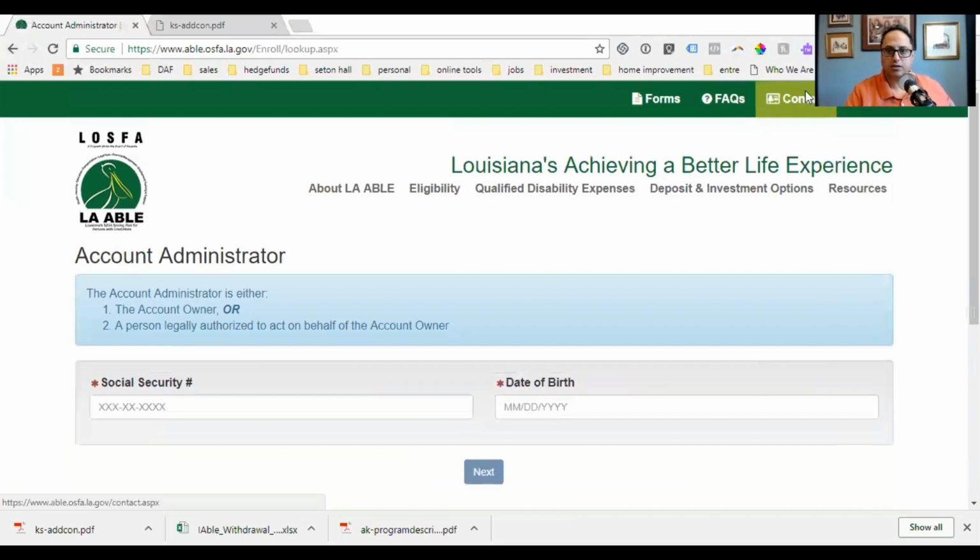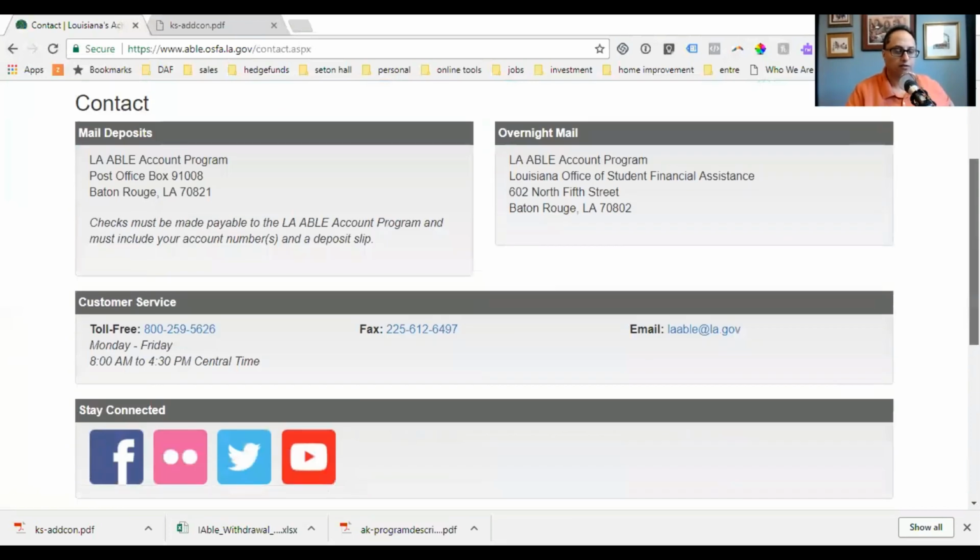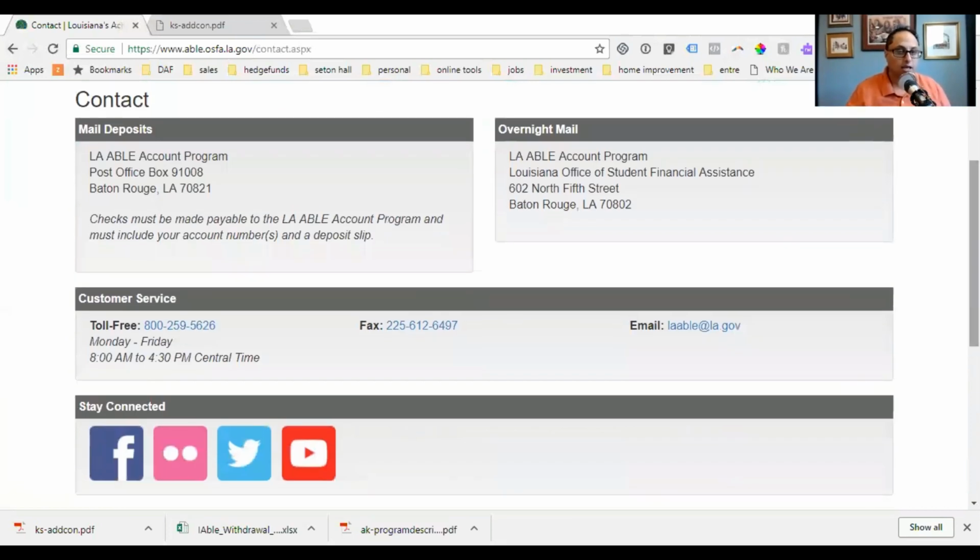Okay, so let's just look at contact us. It's a good way to reach out to them if you have questions about their plans. And there's one other way that individuals can contribute: checks must be payable to LA ABLE account program and must include your account number and deposit slip. So wanted to mention this in general.